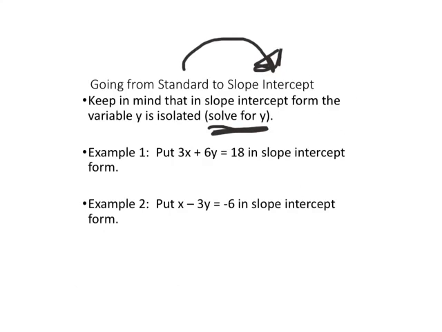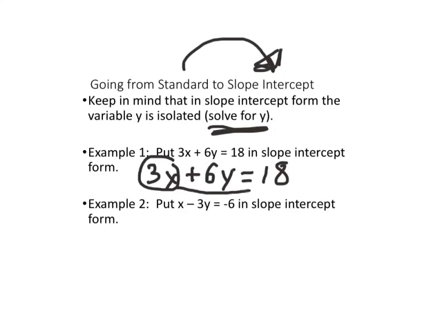The first example we have for you here is 3x plus 6y is equal to 18. Now to put this into slope-intercept form, we want to get y by itself. So to get y by itself, the very first thing we're going to do is take 3x and move it over. When 3x changes sides, it's going to change, you guessed it, signs. So we will be left with 6y is equal to a negative 3x plus 18.